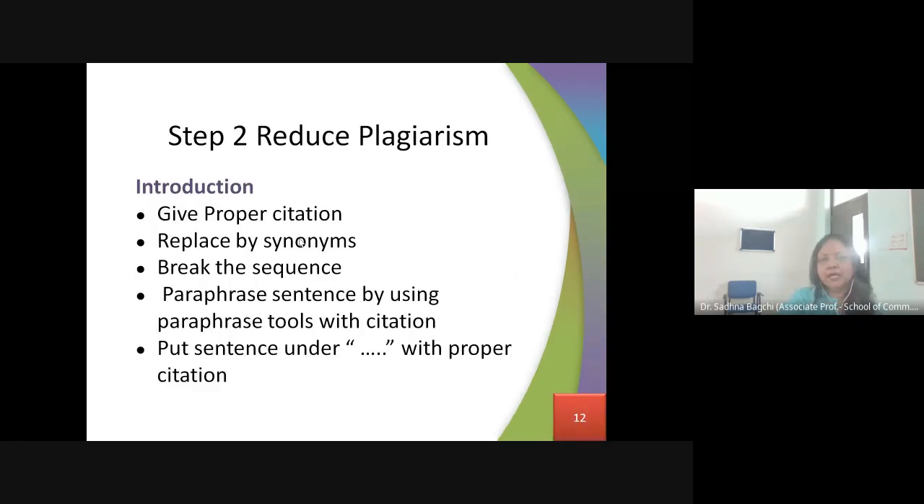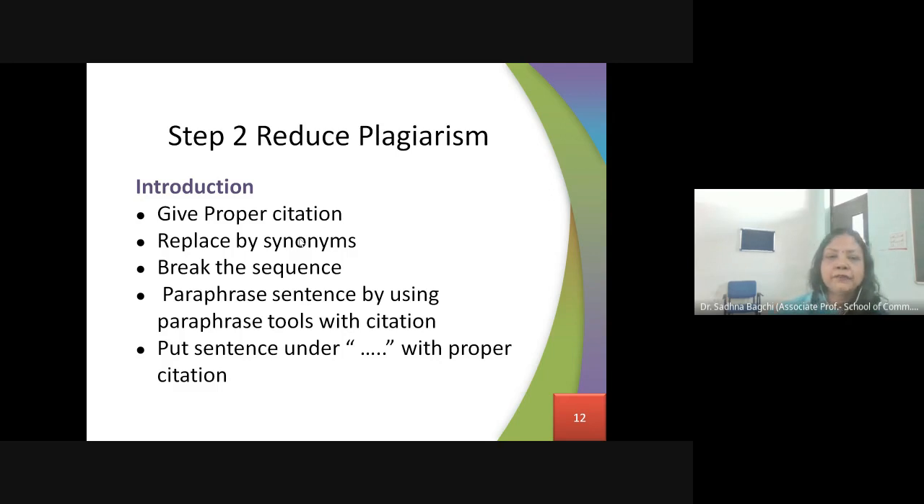Step 2, reduce plagiarism. Even though you have taken all the steps to avoid plagiarism, 2% similarity can still happen. It may happen. You are writing something in a particular manner, and someone else has also written something in the same manner. In this way, plagiarism or a similarity index comes into the paper. In that case, what do you do?